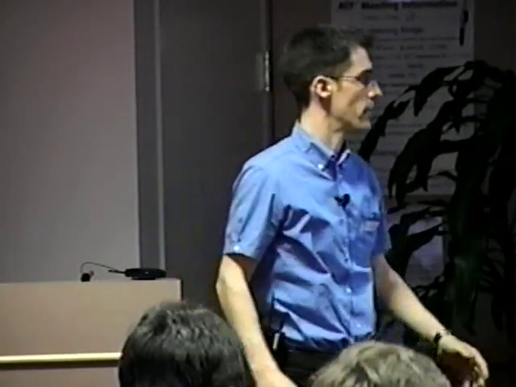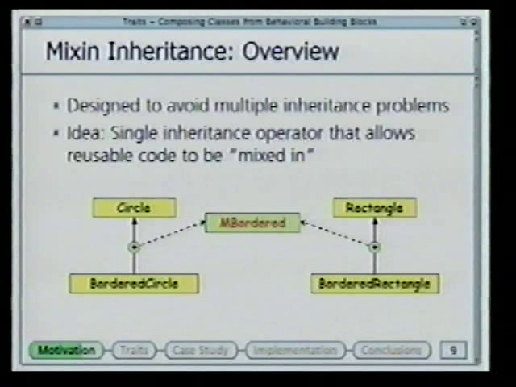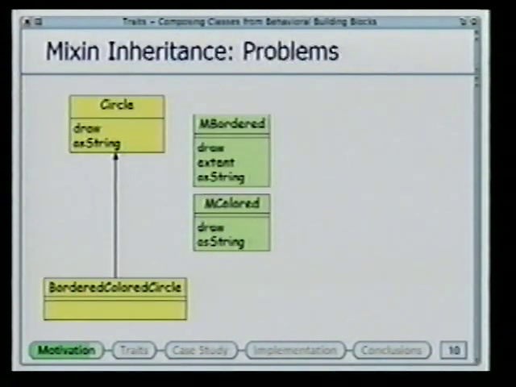Similarly, we could then do the same thing for rectangle. So when we derive bordered rectangle from rectangle, we just mix in the mixin m bordered. And again, this allows us to actually reuse the bordered code. Now, unfortunately, mixin inheritance is also quite problematic, especially when multiple mixins are composed.